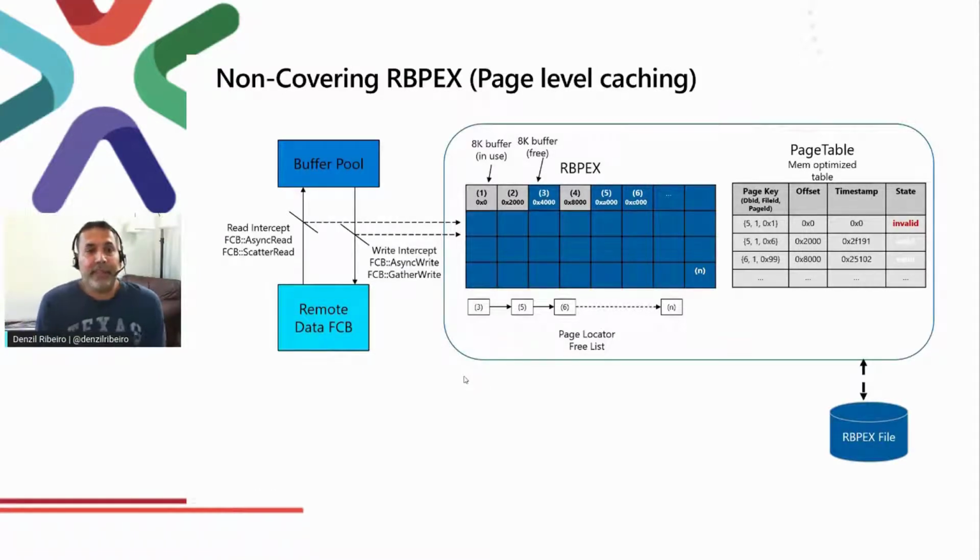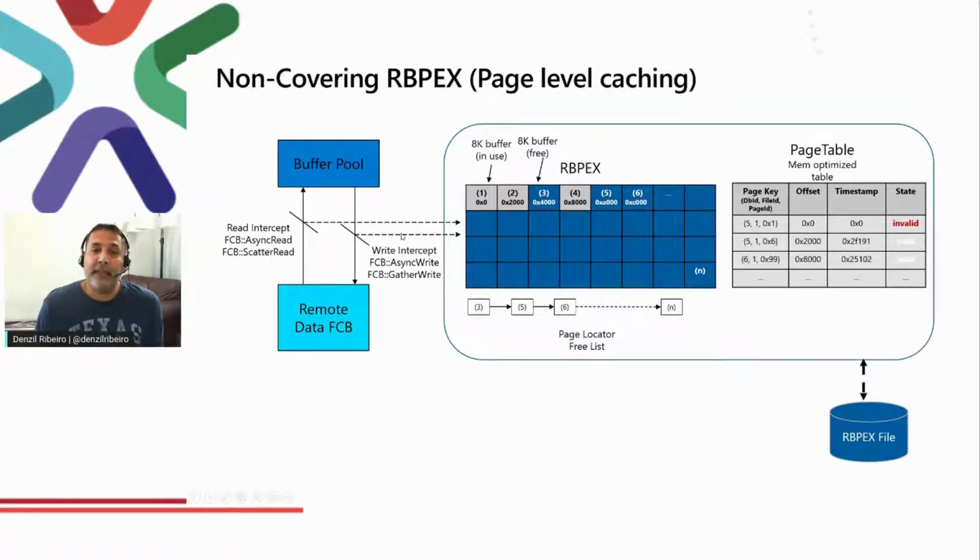RBPX, or resilient buffer pool extension, intercepts these read and write calls, which are FCB async read if it's a single page, or scatter read if it's a read-ahead of multiple pages, or the equivalent for write. It then either reads or writes and sees if that page exists in the RBPX cache or not. So we have a page table. All the RBPX metadata is stored in memory-optimized tables. The page table stores the database ID, file ID, and page ID of pages that are cached, along with an offset into the file and the timestamps. The read is extremely quick.